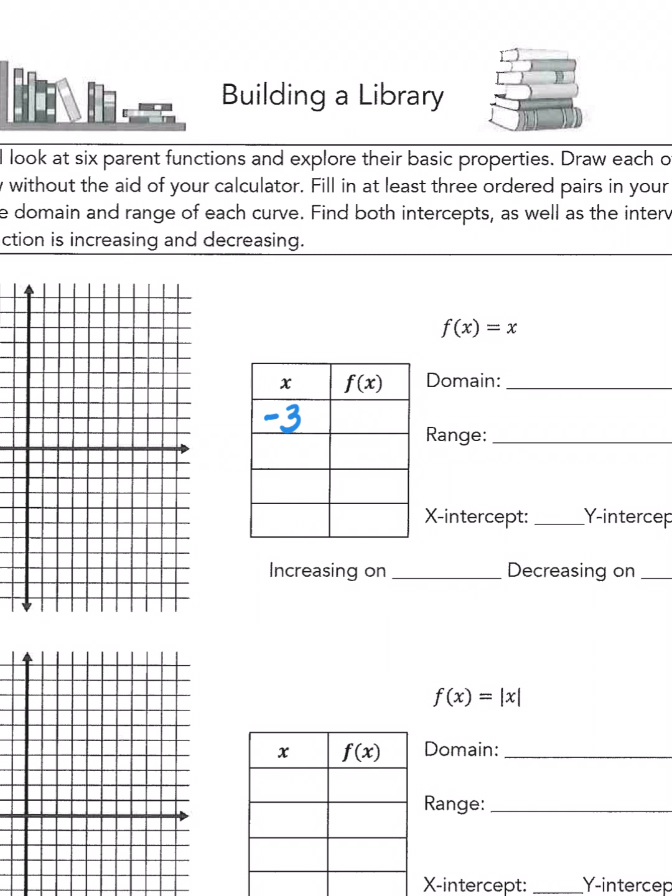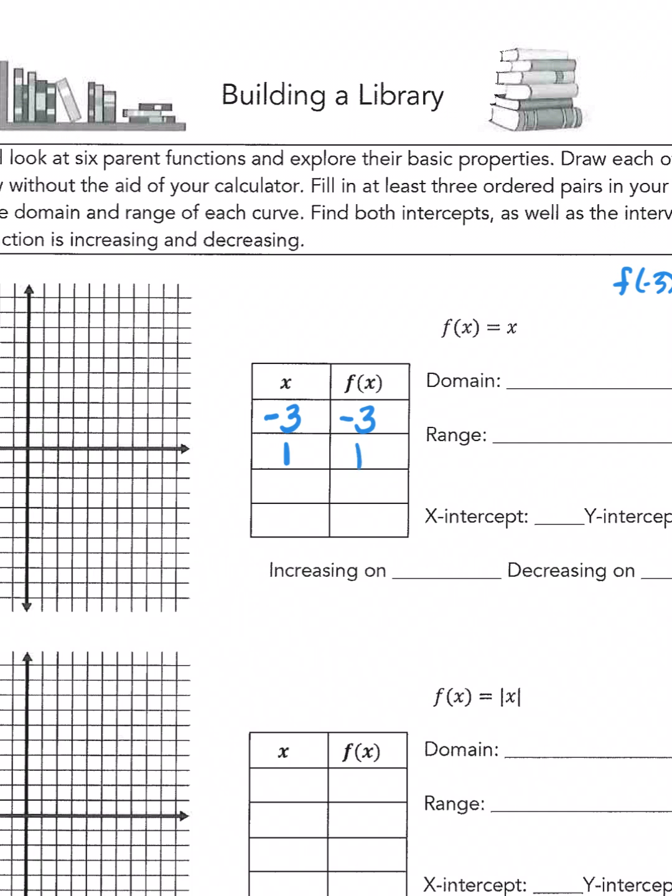Negative 3, don't I? Think about it. F of negative 3, I just plug in negative 3, don't I? So if I plug in negative 3, I get out negative 3, don't I? Isn't that how it's going to work for everything? What if I plugged in 1? What would I get out?